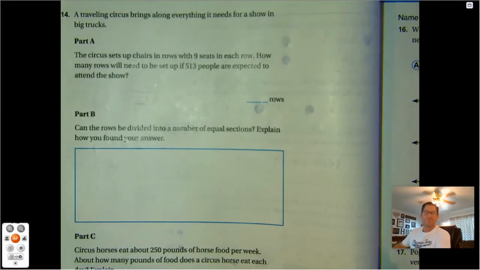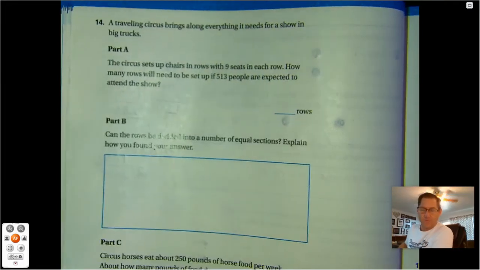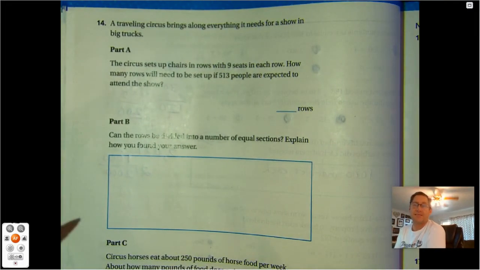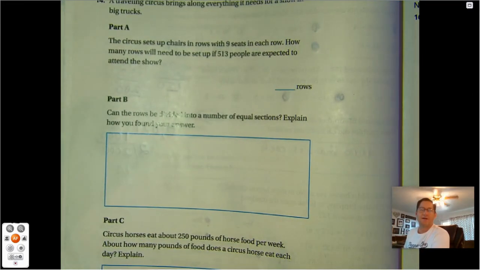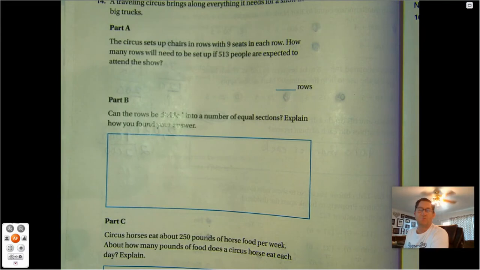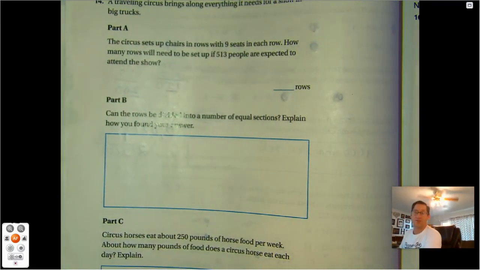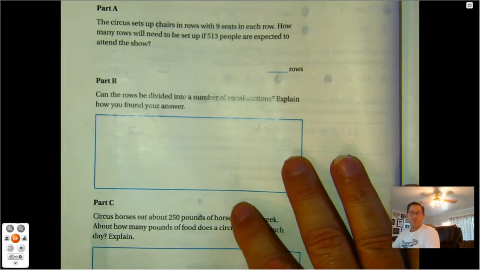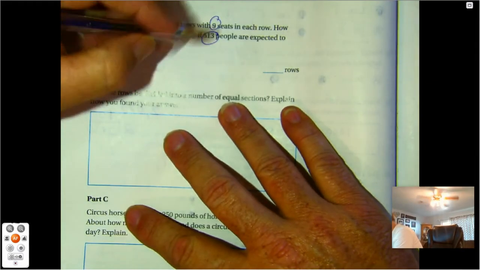Okay, 14. A traveling circus brings along everything it needs for a show in big trucks. The circus sets up chairs in rows with 9 seats in each row. How many rows will need to be set up if 513 people are expected to attend the show? All right, so how many rows? 513 people, 9 seats per row.